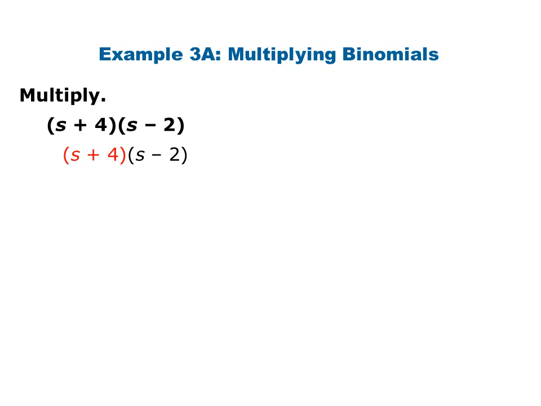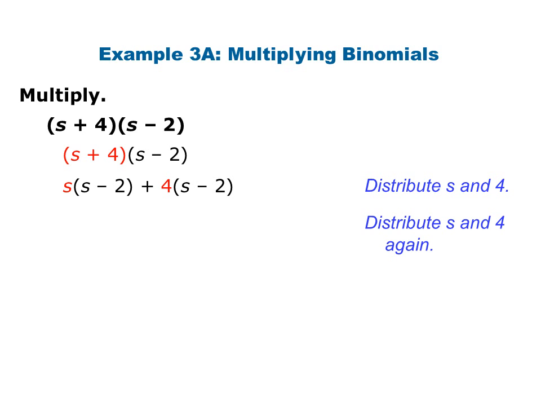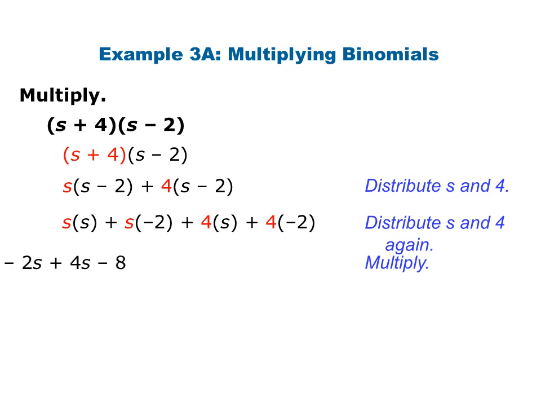Now remember, the left side will multiply the right side. So we're going to distribute s and 4 to s minus 2. So s is going to multiply s minus 2, and 4 is going to multiply s minus 2. Do the distributive property, and then you get this answer. So s times s is going to be s squared.